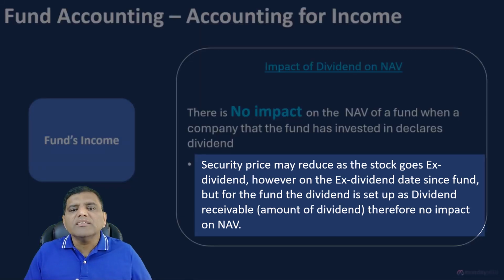The security prices may reduce on the ex-dividend date, as the investors buying the stock from the ex-dividend date will not be able to receive the dividend. However, for the fund, the amount of dividend is already set up as a dividend receivable. Therefore, the loss in value of the stock is compensated by the dividend receivable, which has already been posted in the account, which is an asset account. Therefore, there is no impact on the NAV of the fund.